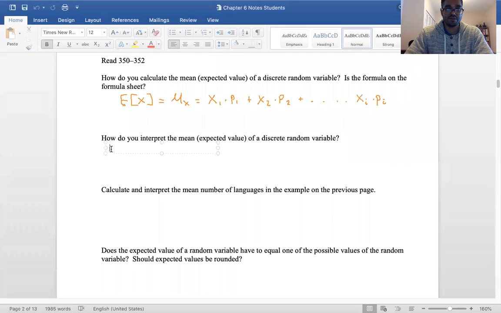So how do you interpret this? In a series of long trials or repetitions, this goes back to the whole law of large numbers thing. The expected value of blank is whatever you get. And then you'll fill in the blank with whatever you're studying.